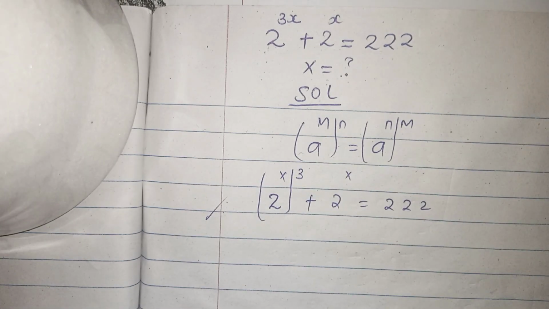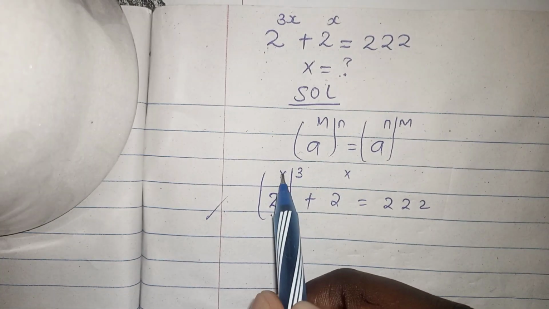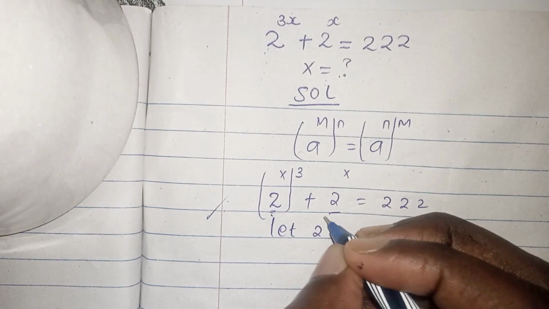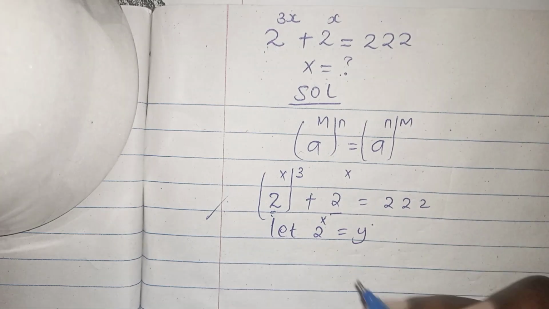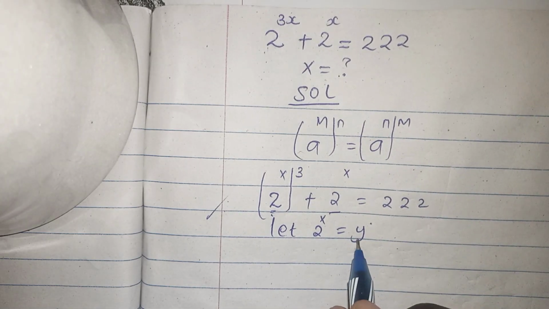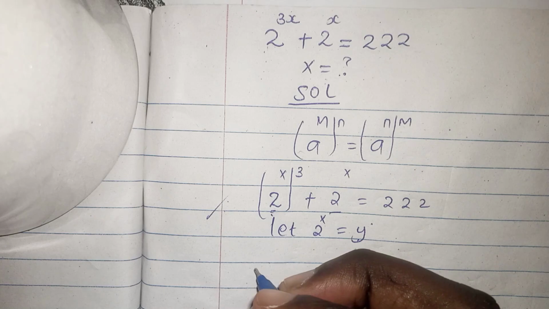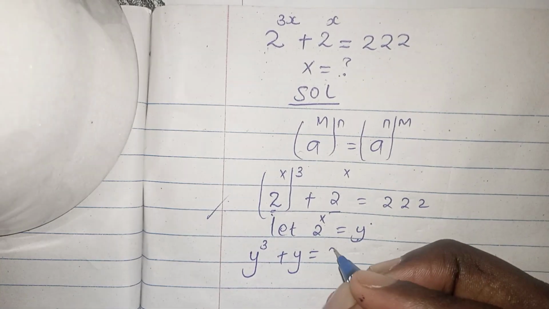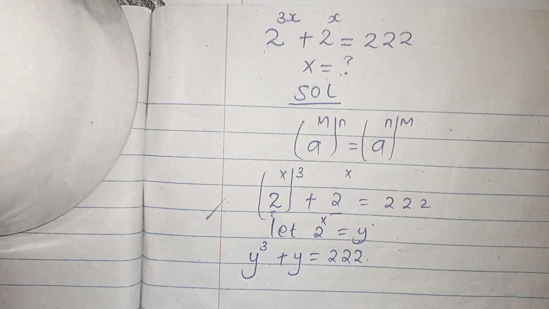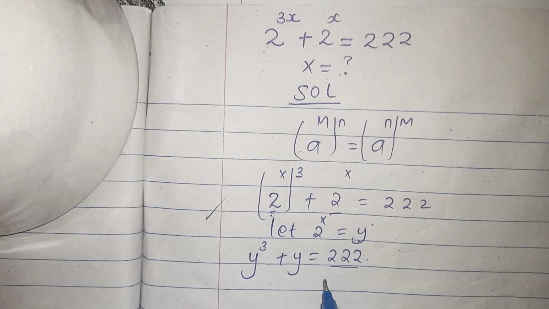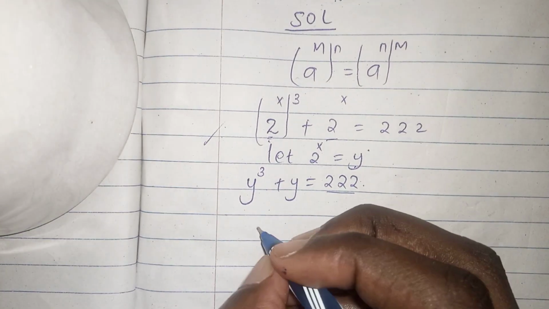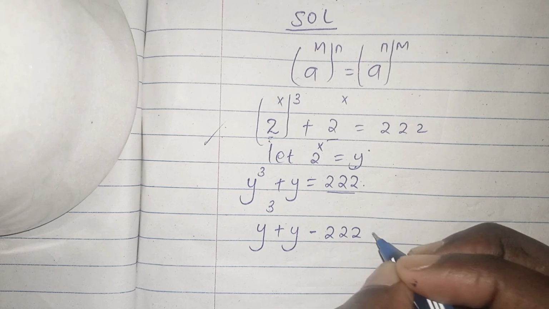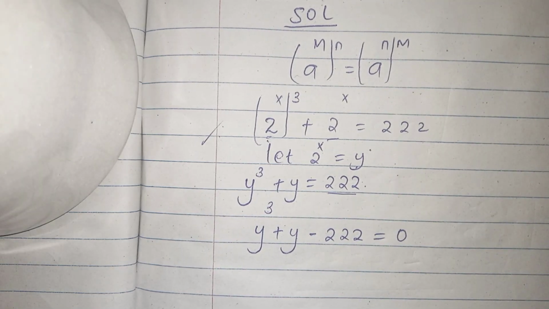Okay, so in our next step, you can see 2 to the power of x is common here. So we shall say let 2 to the power of x is equal to y. Where there is 2 to the power of x, we are replacing it with y. So then this is y cubed plus y is equal to 222, right? So let us bring 222 to our left. So this is y cubed plus y minus 222 is equal to 0.